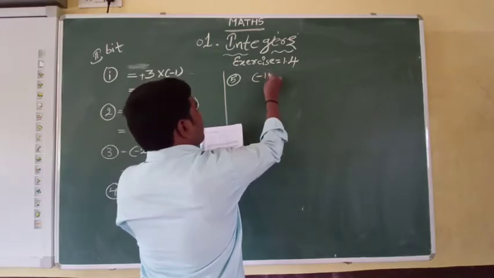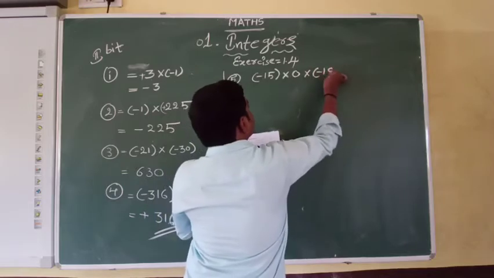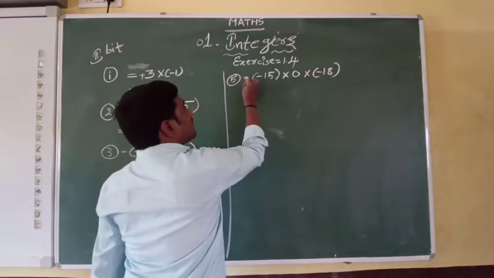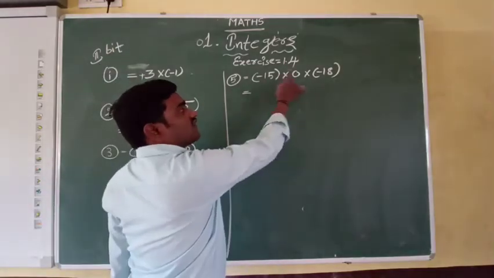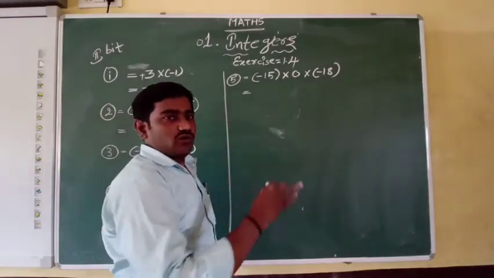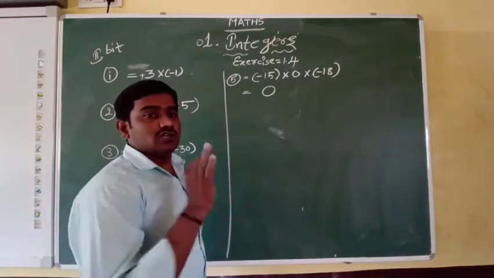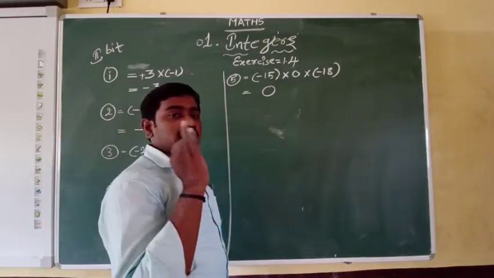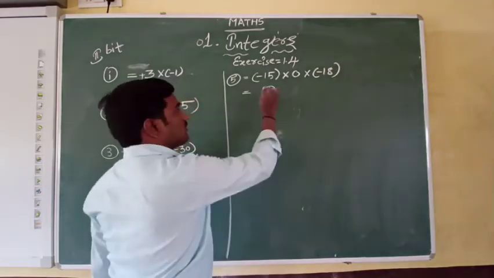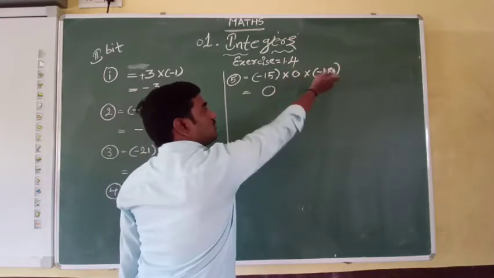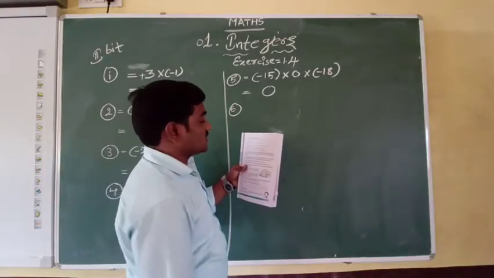Minus 15 into 0 into minus 18. Simple. Here the answer we directly get is 0. How? Minus 15 into 0, 15 into 0 is 0. 0 into minus 18 is always 0. It does not matter whether 0 is positive or negative. 0 does not contain any sign. That means 0 is neither positive nor negative. So remember this. Minus 15 into 0 is 0, and 0 into minus 18 also gives us 0 only. Write the therefore. And let me go for the sixth one here.